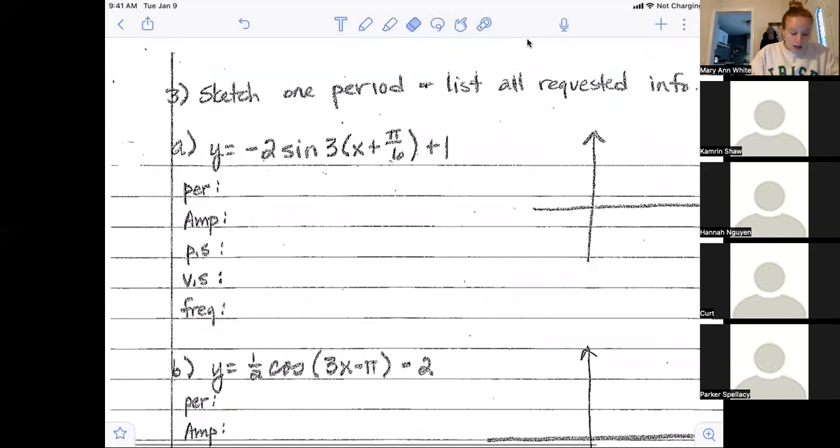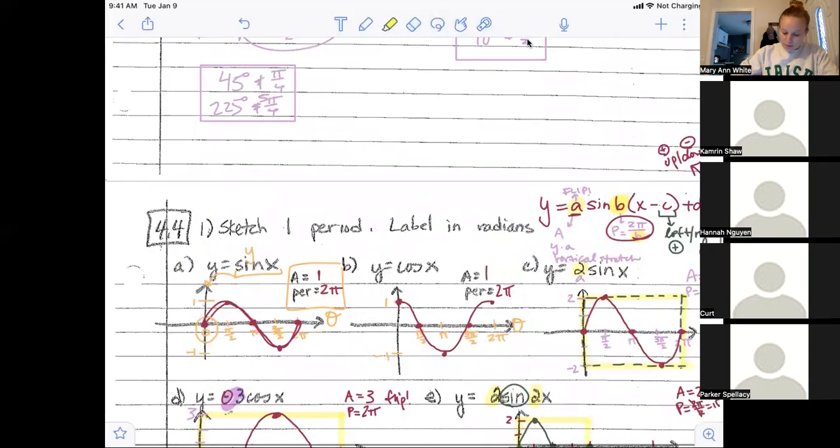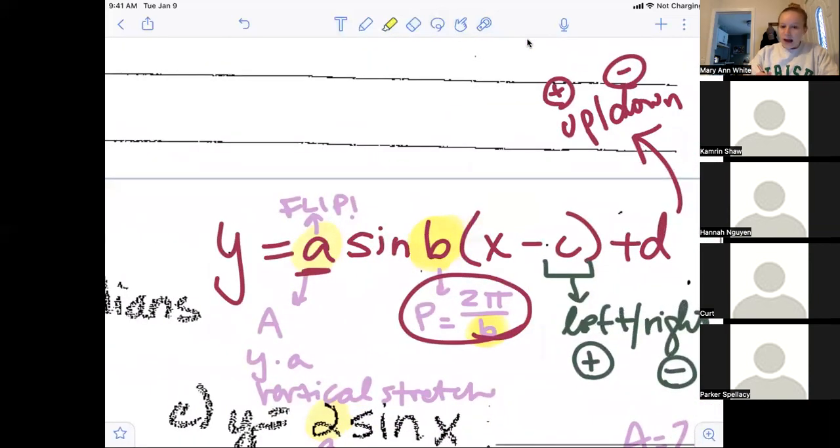Okay, this one is very similar to all of the other ones that we've done so far. The only new change is now I have a plus something or a minus something at the end. Like I mentioned right at the very beginning of this video, and we haven't touched it yet. And again, I'll zoom back up. So sorry if I'm causing you motion sickness. The one thing I added to this part that was at the beginning of your 4.4 notes is that anything that is added or subtracted to the end moves your graph up and down.